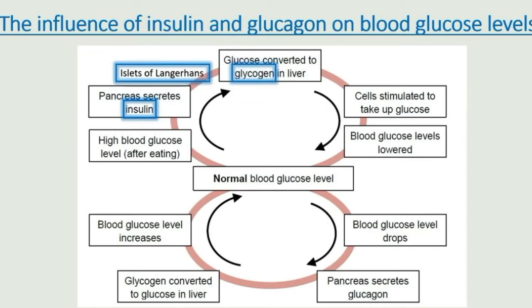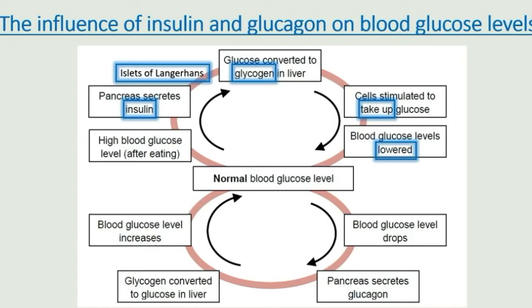So this will then stimulate the liver to convert excess glucose, meaning glucose that's not used for cellular respiration. That glucose will then be converted to glycogen, which is then stored in the liver. Then in the muscle cells, it will stimulate the cells to take up glucose, and that glucose will then be used for cellular respiration. That means that the glucose level in the blood will lower back to normal.